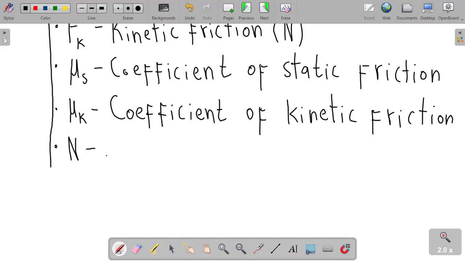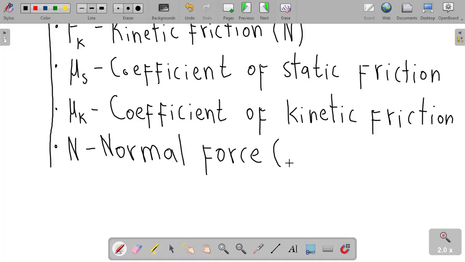And then the N here is the normal force. The capital letter N is the normal force, and the unit of measurement is newtons.